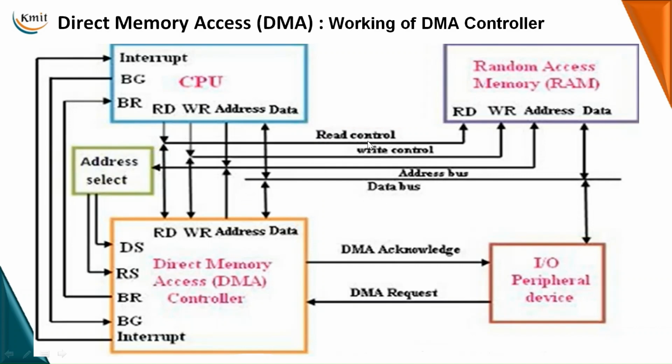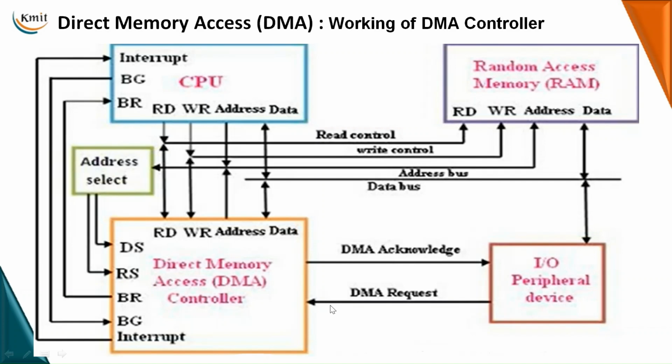Whether it is a read operation or a write operation will be specified by the read and write controls, and the address on which the particular read or write operation has to be performed in the memory unit is specified on the address bus. The data will be placed by the peripheral device onto the data bus, and from this data bus it will be transferred to the corresponding memory unit of the computer.